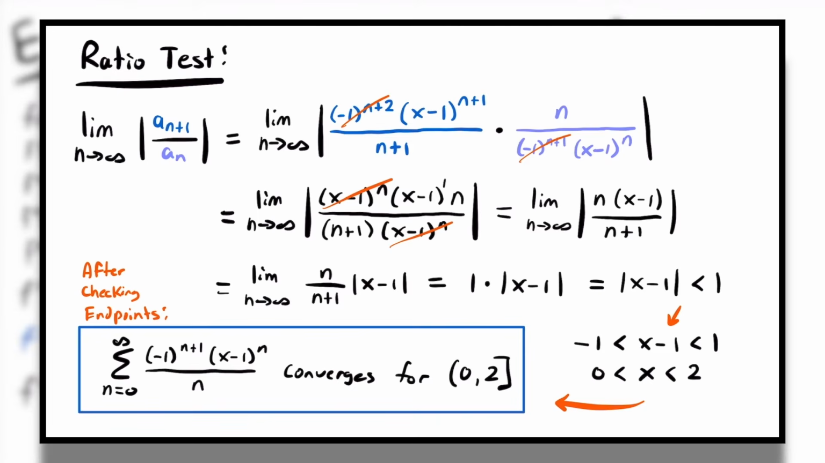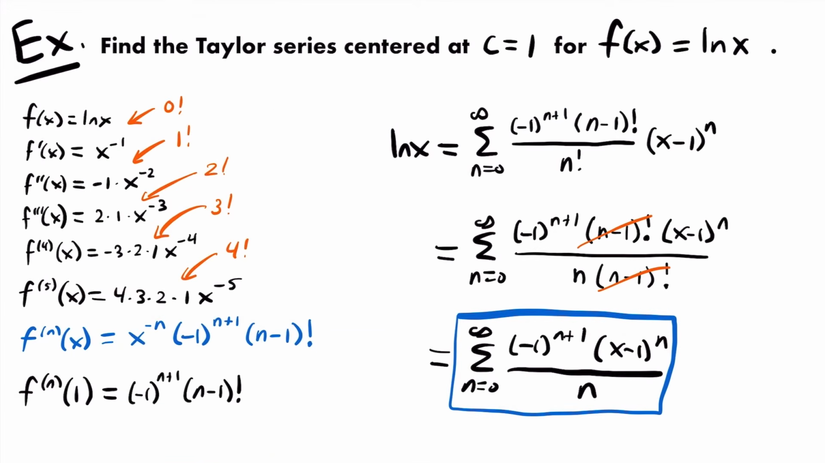Okay, so feel free to pause the video and look at this work of the ratio test for our series, but just know that the Taylor series we found converges for this interval of convergence from 0 to 2, including 2. And so with that, this is the Taylor series centered at 1 for our function, the natural log of x. Let's take a look at another example.